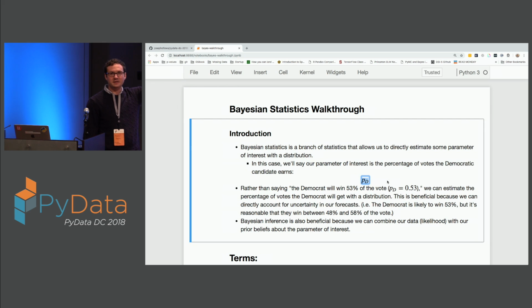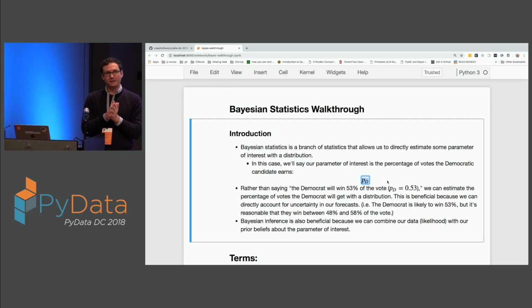I'm going to call this P sub D, or PD. And if you were to generate confidence intervals or do a frequentist hypothesis test, you interpret PD as just some fixed value. So you might say that the Democrat will get 53% of the vote, and that's it. Whereas with Bayesian statistics and Bayesian methods, instead of saying there's this one value, we can actually put a distribution or a range of values around it.